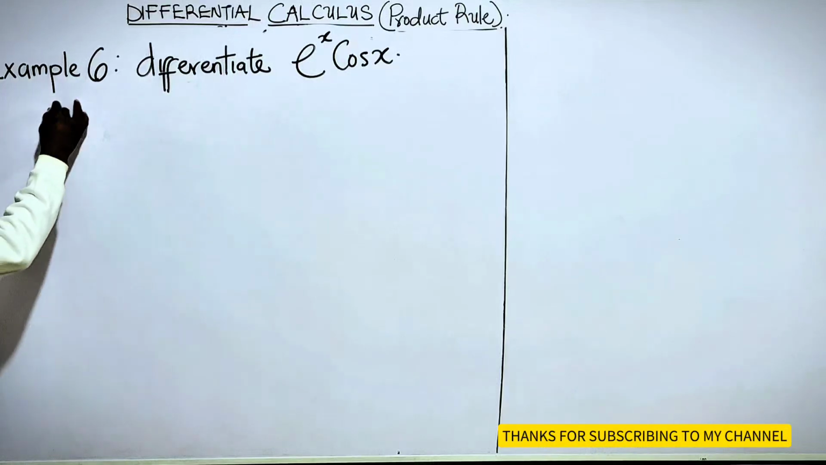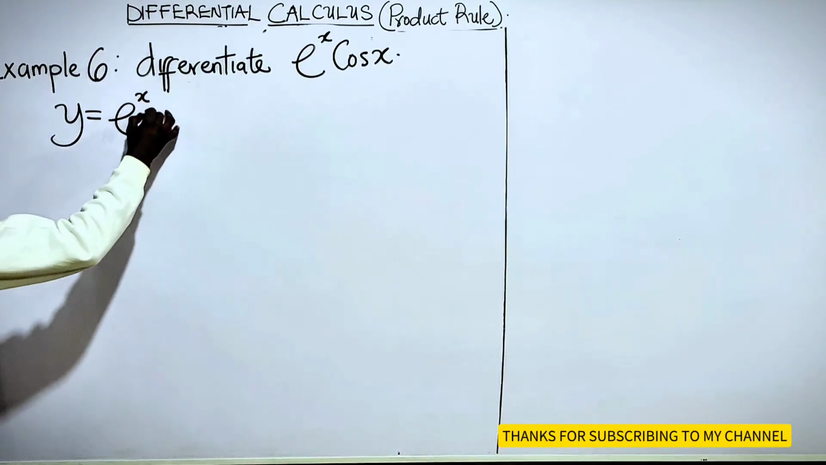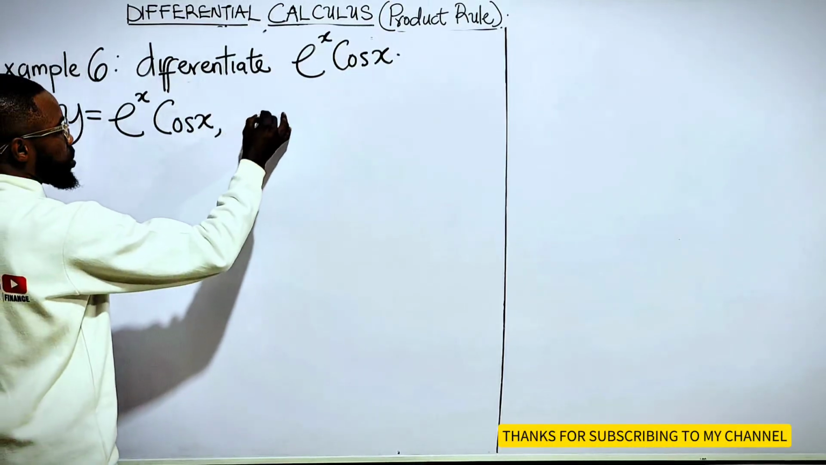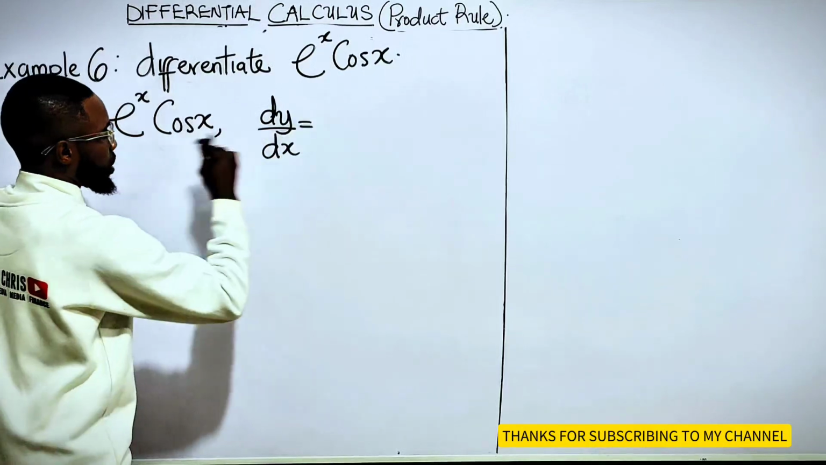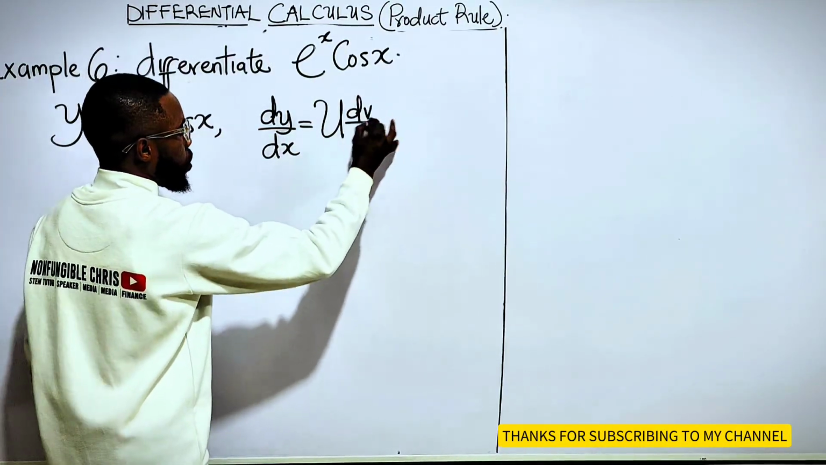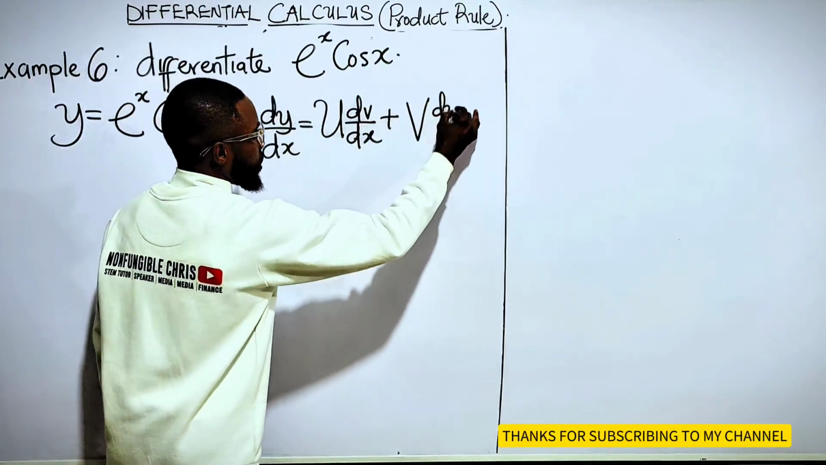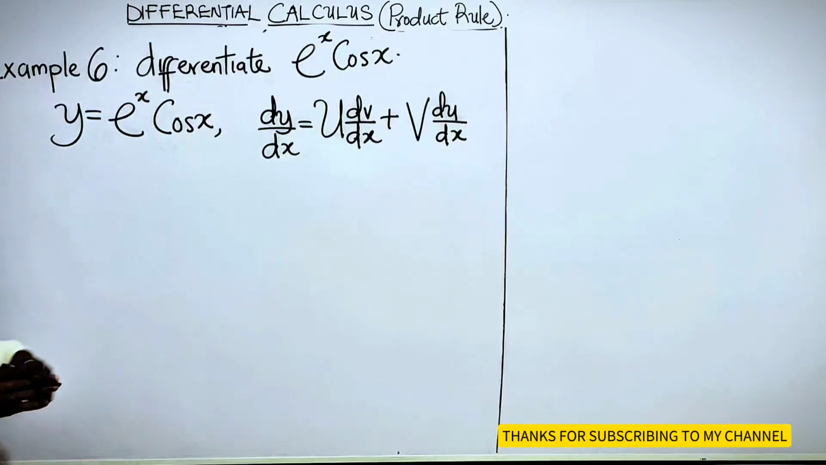So the question says, if y is e raised to the power x cos x, let's differentiate. That means to find dy over dx. And remember the product rule, what's that? That's u dv over dx plus v du over dx. Right? That's the formula we said.